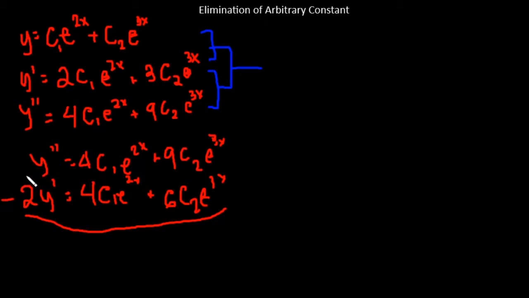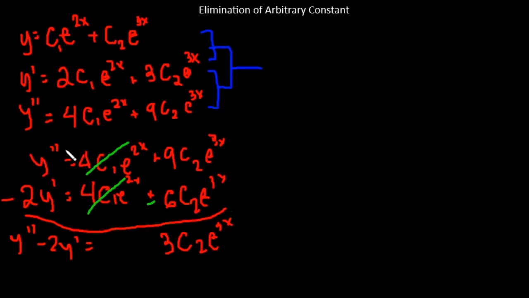So, yan na. So, y double prime minus 2y prime equals 4 minus 4. So, cancel out. Then, 9 minus 3. Kasi minus to. So, magiging minus din to. So, 9 minus 6 is 3. So, ang sagot na is 3 c2 e to the 3x. So, sisave muna natin yung sagot natin. Lagay muna natin dito. Y double prime minus 2y prime equals 3c2 e to the 3x.